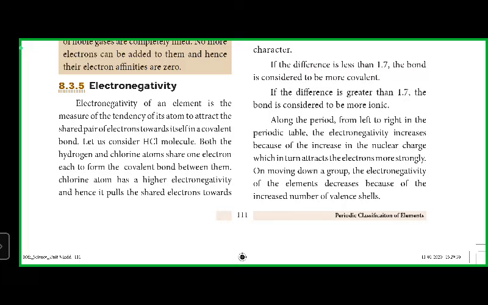So across the period attraction increases. Why? Nuclear charge increases. So electron affinity also increases across the period. Down the group, what? Number of shells increases, nuclear charge decreases, attraction decreases. So electron affinity also decreases down the group. Am I making it clear?